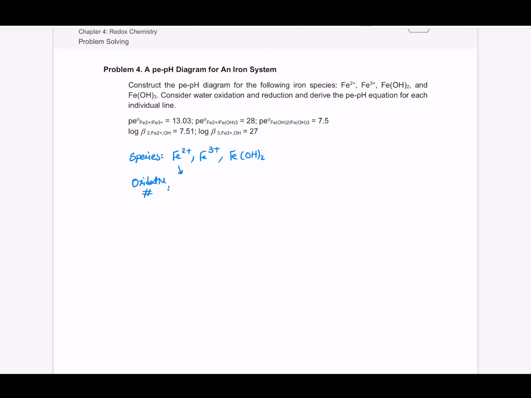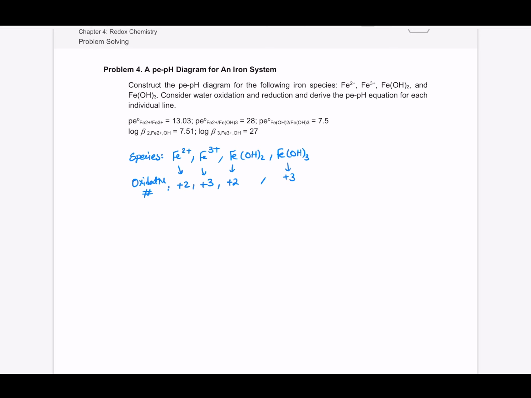This is basically +2, +3, and this is also +2. Oh wait, we have one more species, and that's FeOH3, and that's +3. So it seems, as I mentioned in the class, when the oxidation number is changing, that means we have a redox reaction.